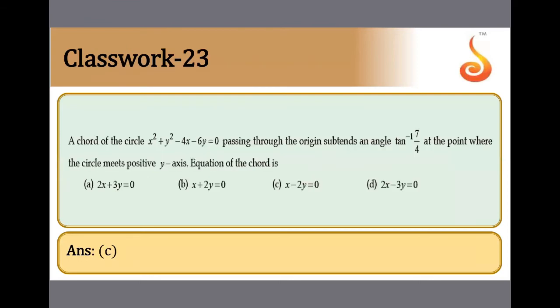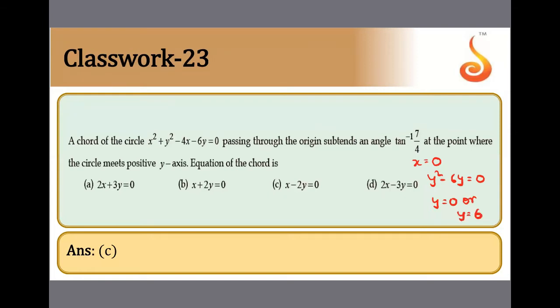Next question, 23. A chord of a circle passes through, it's a beautiful problem. Listen very carefully. Chord of the circle x square plus y square minus 4x minus 6y equals 0 passes through origin and subtends an angle tan inverse 7 by 4 at a point where the circle meets the y-axis. Where will it meet the y-axis? Where x equal to 0. Then y square minus 6y equal to 0, so y equal to 0 or y equal to 6.